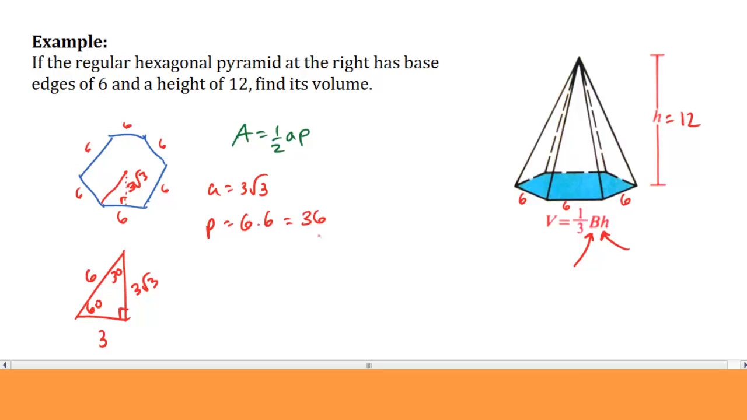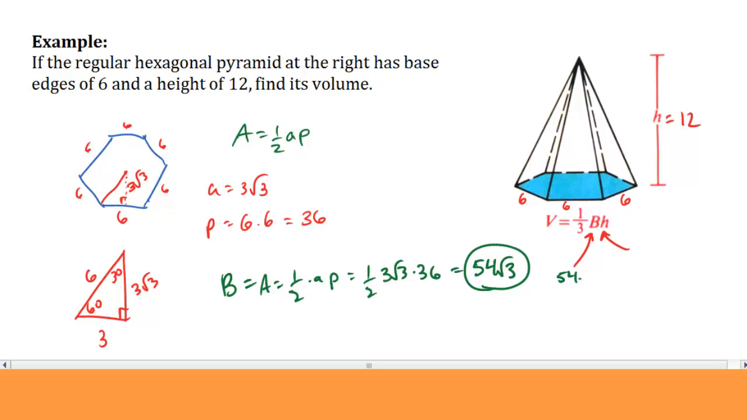So we've got the area of the base, which I should call B here, capital B, because that's what we're going to be using in the formula. Capital B is the area of the base, which is 1/2 of A times P. So that's 1/2 of 3 radical 3 times 36. So half of 36 is 18. 18 times 3 is 54. So we've got 54 radical 3. It's our capital B. 54 radical 3. And h is 12.